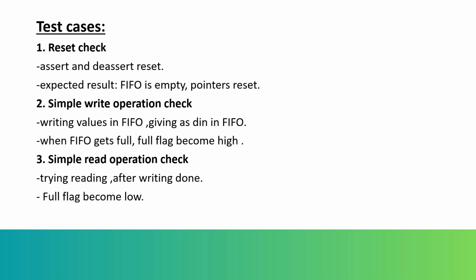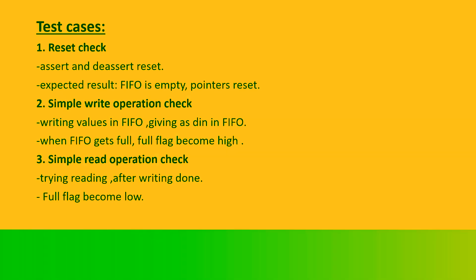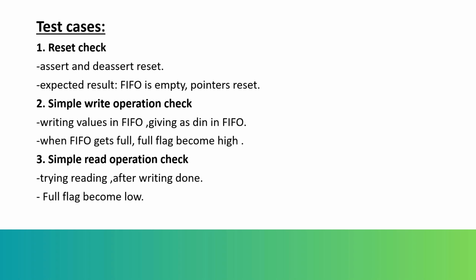So starting from reset check, how will we do the reset check? We assert and deassert reset. When we assert reset, the pointers should go to index 0 and the FIFO should become empty. And the empty flag should go high at that time. The next is write operation check. Whenever we are trying to write something in our FIFO and the FIFO is not full, the FIFO should accept that data. And when the FIFO gets full, the full flag should go high. Then the third one is read operation.